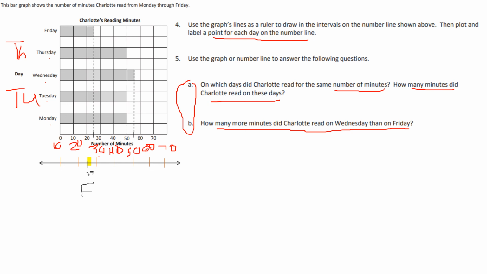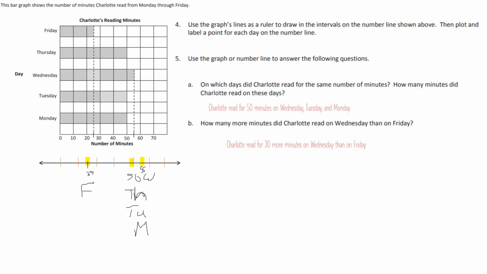All right, and we're going to go over these answers now. So here you can see at 50 we had Thursday, Tuesday, and Monday right here. And I put another dot next to it. And on Wednesday, 55 because it's in between 50 and 60. So I wrote Charlotte read for 50 minutes on Tuesday and Monday.